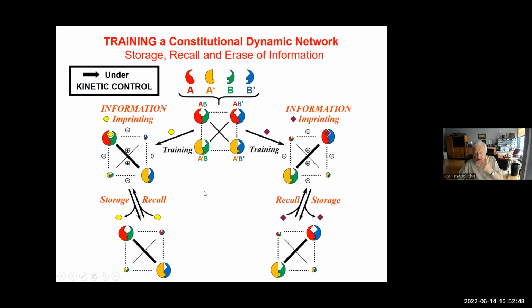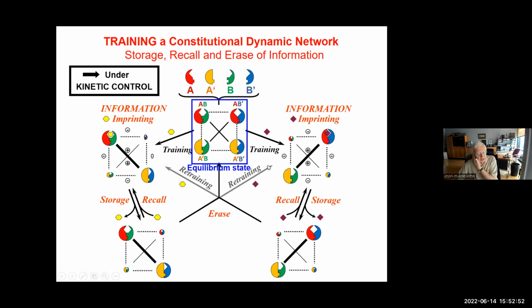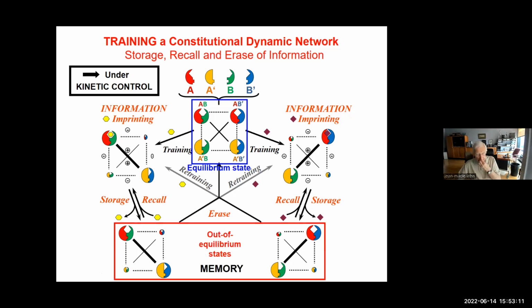The same is true for tetrahedral recognition. I don't want to insist on this, but I want to indicate that at the beginning you have the equilibrium state. Then you use imprinters, either hexagon or square, and this changes the distribution in the system to new distributions, and these are out of equilibrium states. These are memory states. As you know, memory is an out of equilibrium state. In our brain, memory means that the brain is not at equilibrium.